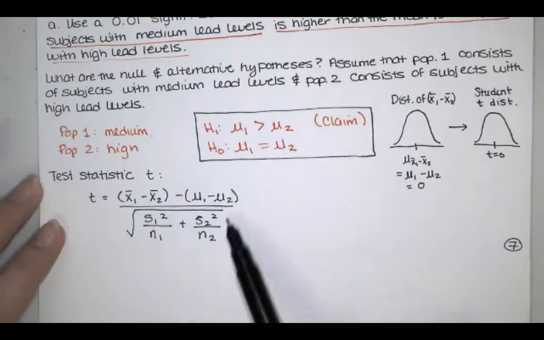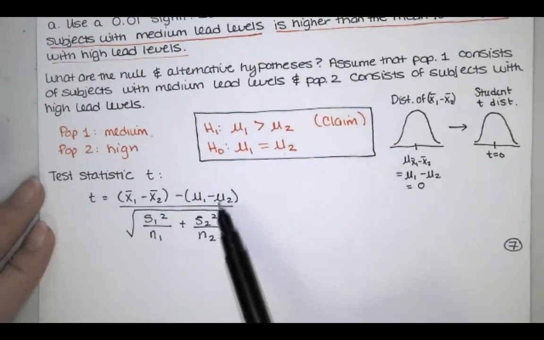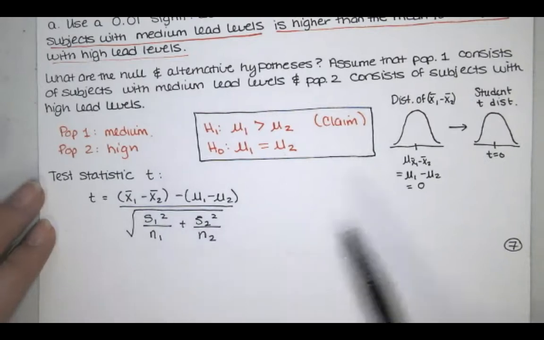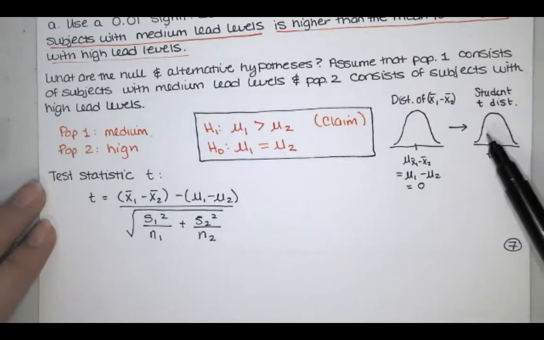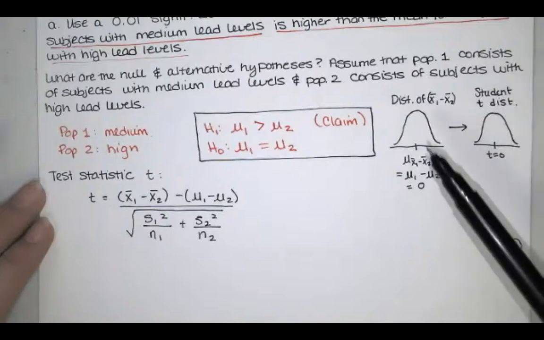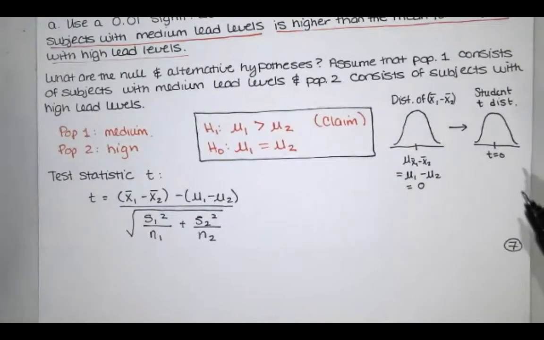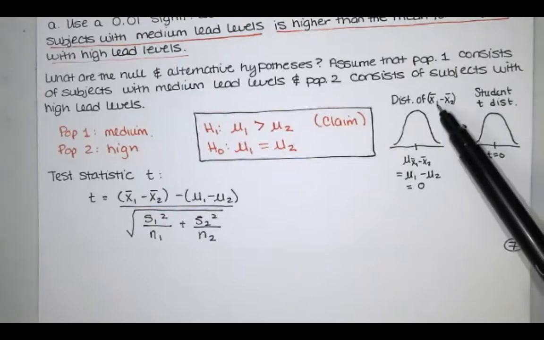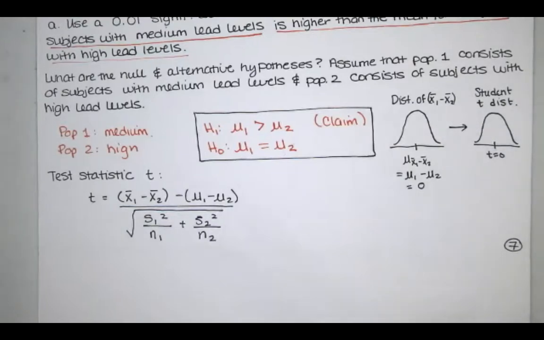Once we compute them, we can substitute them into this formula, and then we'll evaluate this expression in order to get the test statistic t. But again, the test statistic t is just a t value that corresponds to this x sub 1 bar minus x sub 2 bar. And we're trying to figure out, is that test statistic significantly high or low? Which is the same as asking, is x sub 1 bar minus x sub 2 bar significantly high or low?